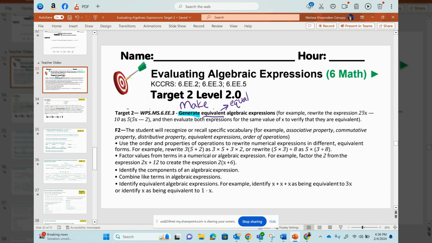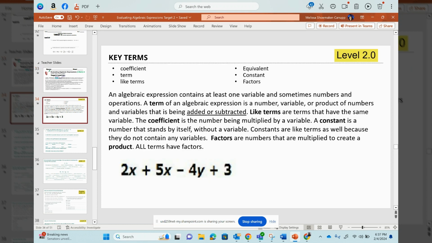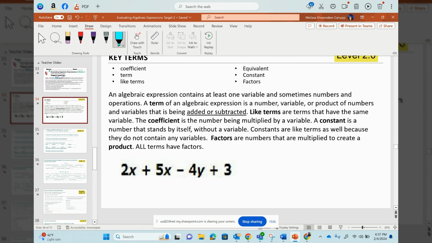Kind of like 2 dimes and a nickel are equivalent to a quarter because they're both worth 25 cents. The level 2 has a lot of vocabulary. So I'm going to read through this and start highlighting important things. Not that you're going to remember everything right now, but we're going to keep working on remembering these terms.